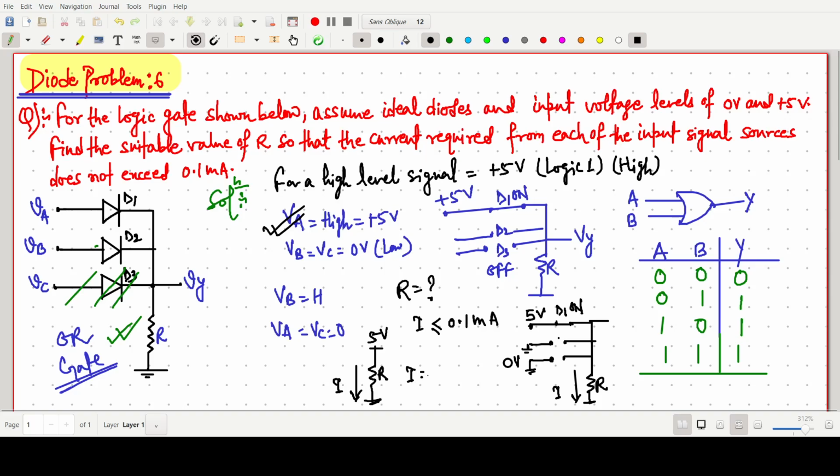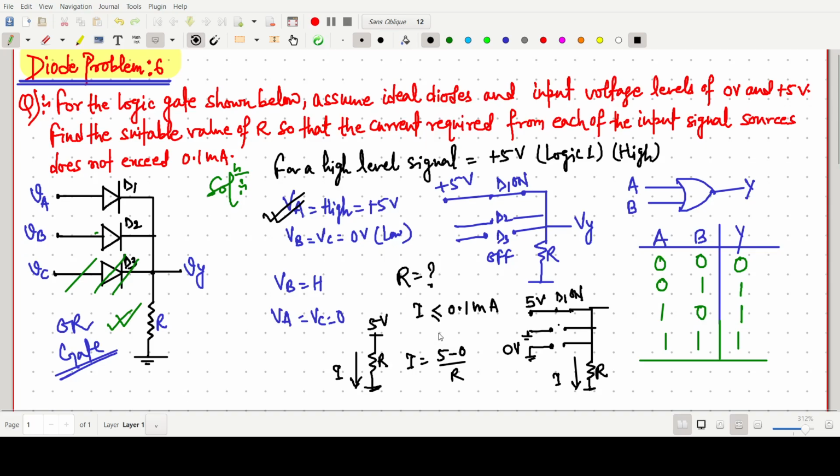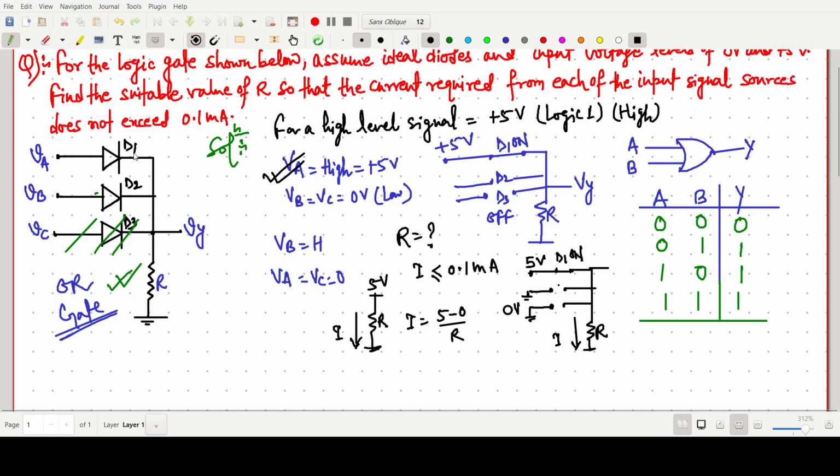So this I can be written as 5 minus 0 by R, higher potential minus lower potential by R. Now the I value should be less than or equal to 0.1 milliampere from the given condition. So 5 by R should be less than or equal to 0.1 milliampere. Now R should be a positive quantity, resistance is a positive quantity, greater than 0.